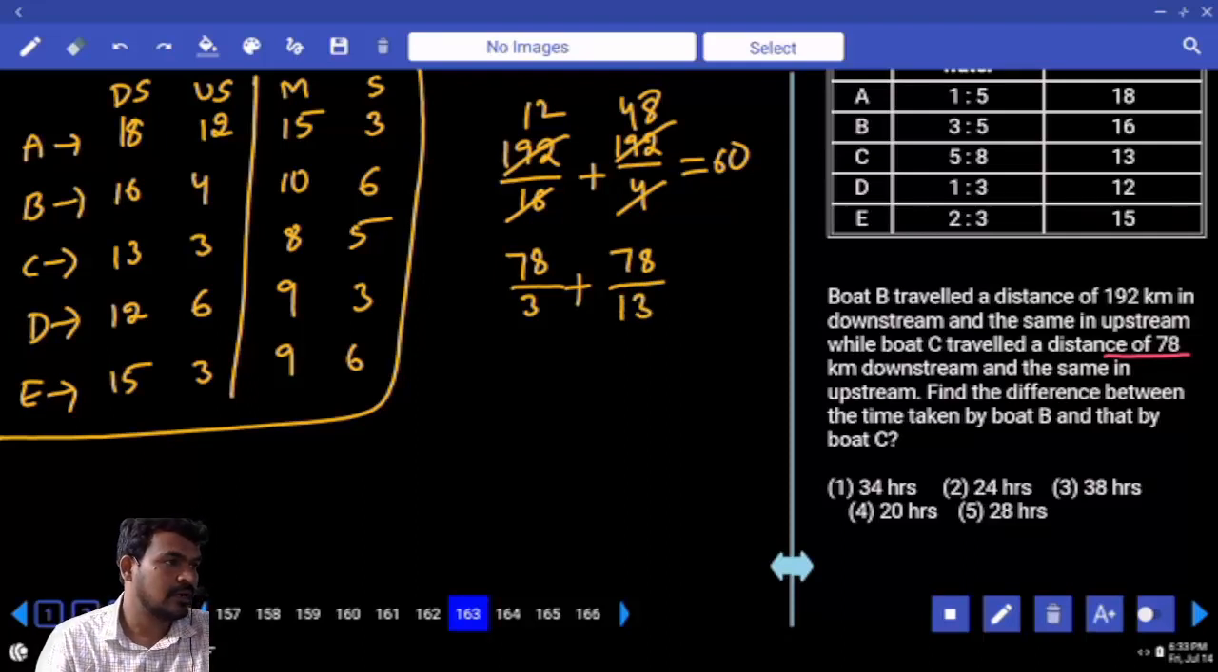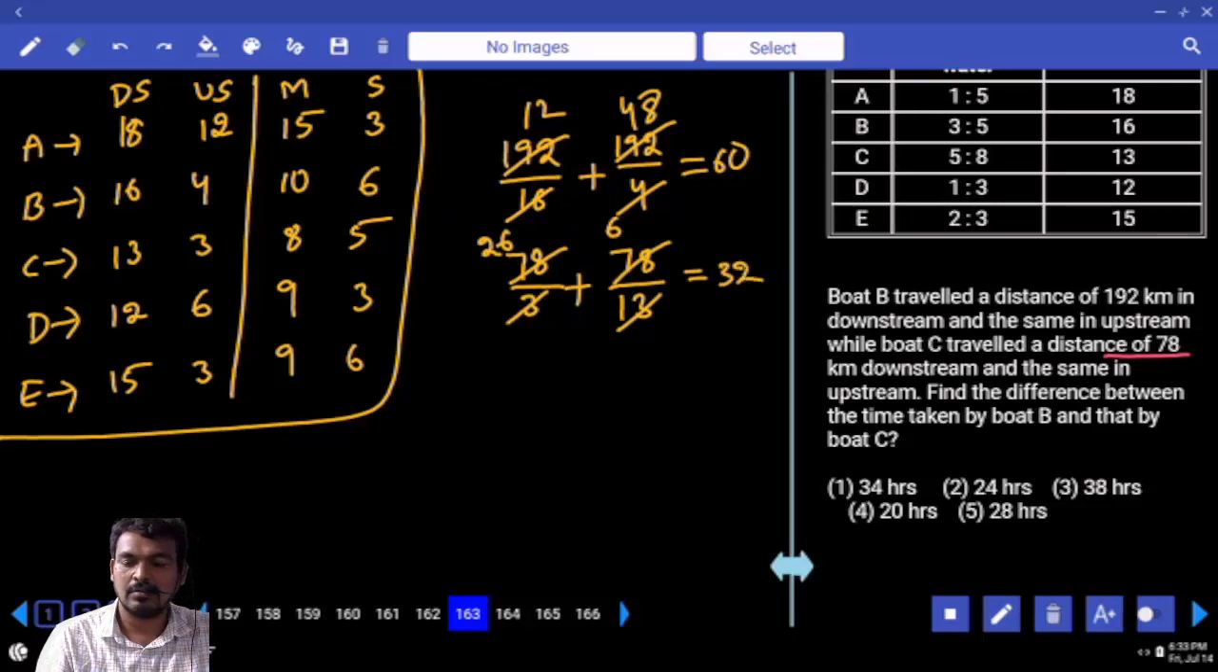78 by 3 plus 78 by 13. 3 how many times? 26. 13 how many times? 6. 26 plus 6 is 32. What is the B time? 60 hours. What is the C time? 32 hours. What is the difference in time? 28 hours.